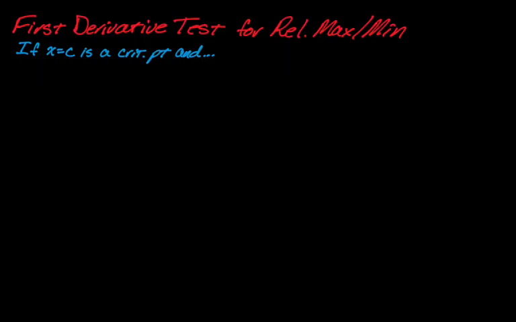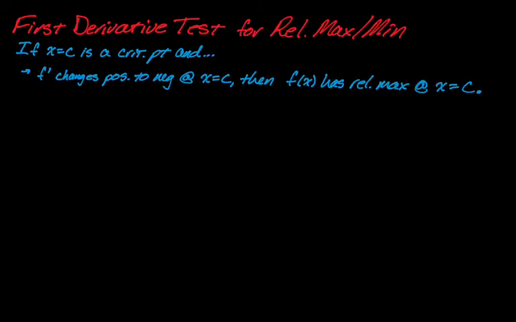But if x equals c is a critical point and f prime changes from positive to negative at x equals c, then f of x has a relative maximum at x equals c. That's the first part of the first derivative test. So let me just show you what work might look like for that idea.